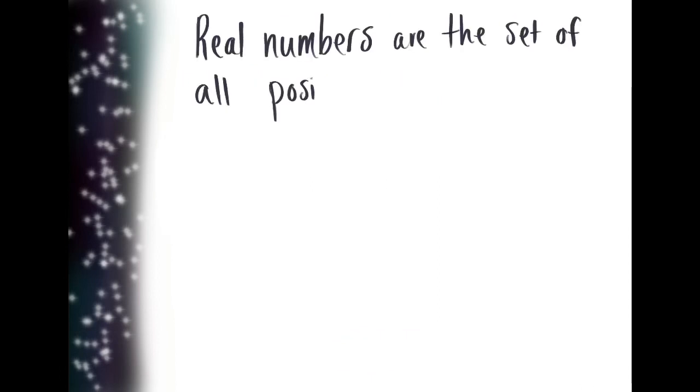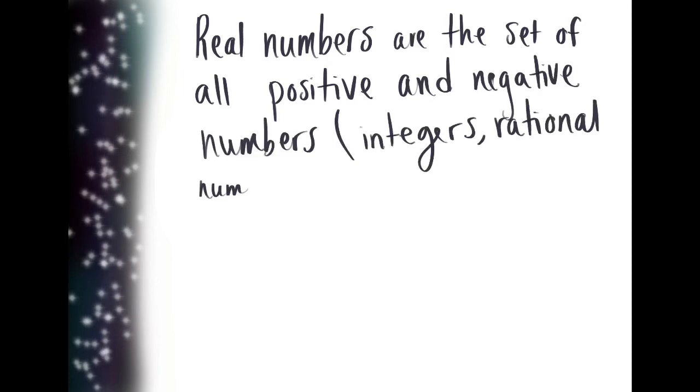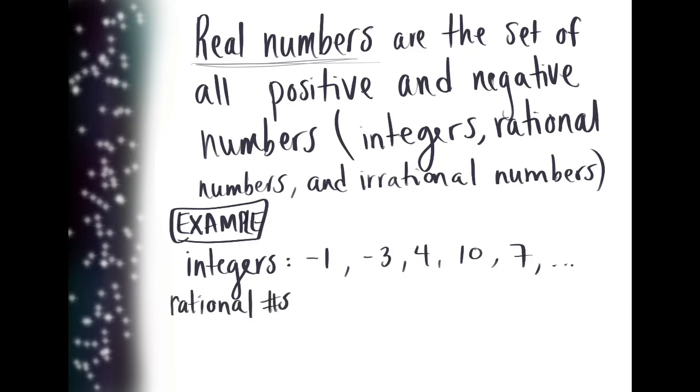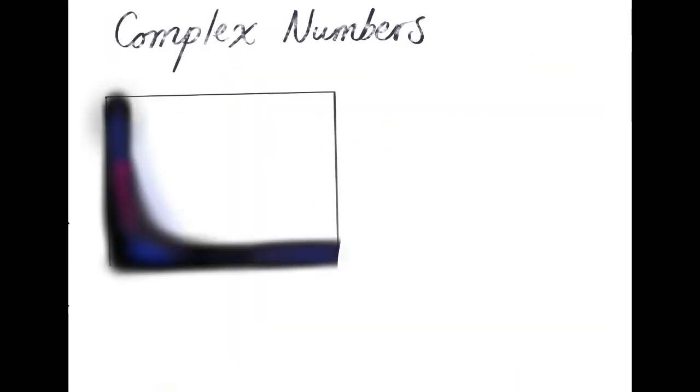Let's go over the definition of real numbers. All the numbers that you've ever used are real numbers. That includes integers, rational numbers, and irrational numbers. So let's just remind ourselves, some examples of integers can be -1, -3, 4, 10, any whole number that's positive or negative. Rational numbers are any fractions, positive or negative. And irrational numbers are numbers that can't be written as fractions. So like radical 3, radical 2, pi, -pi, any of those.